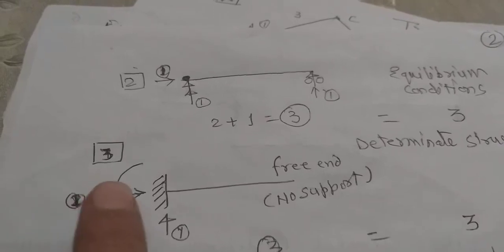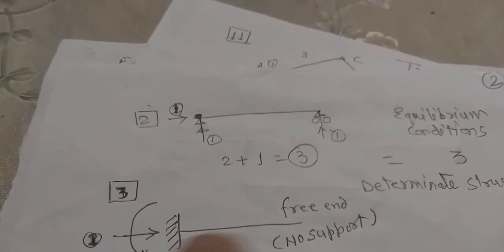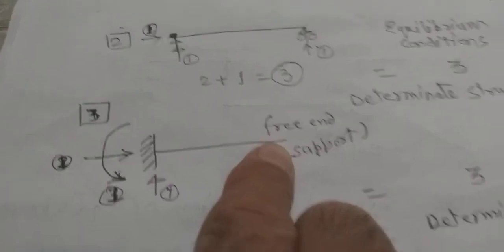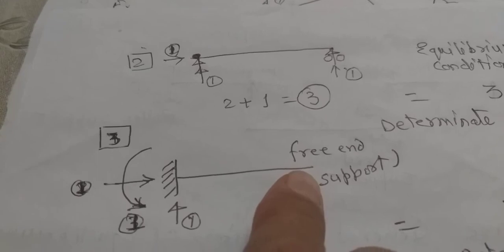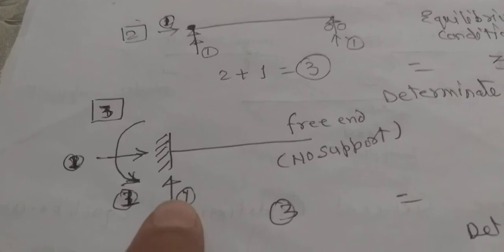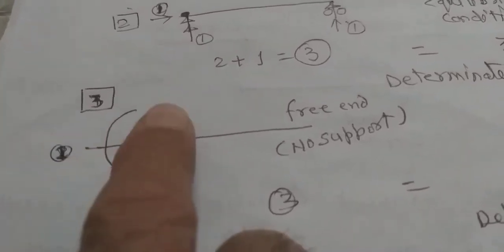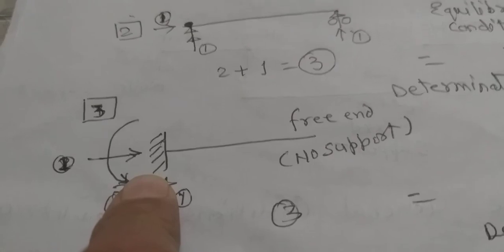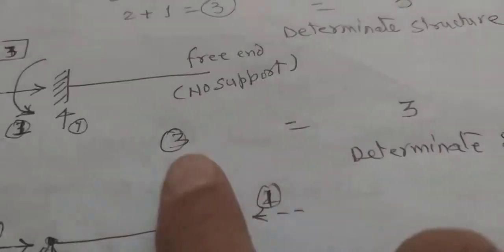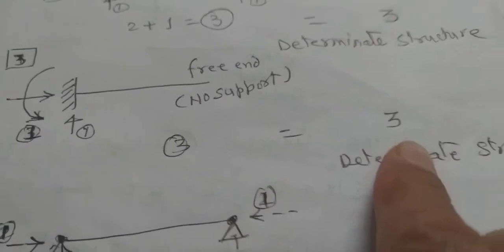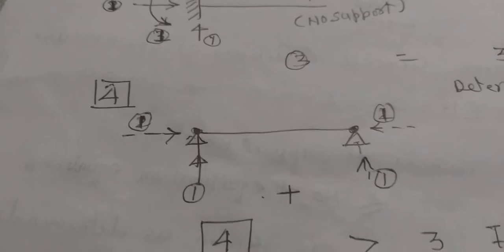Now I am taking a cantilever, which has one end fixed and other end free. When we are talking of such type of beam, then there are only three reactions that we have already seen. One is the vertical, another is the horizontal, and third is the moment. So there are total three reactions and three general conditions of equilibrium. So again this is equal to this. So we can call this as a determinate structure. We'll go for the next simple example.